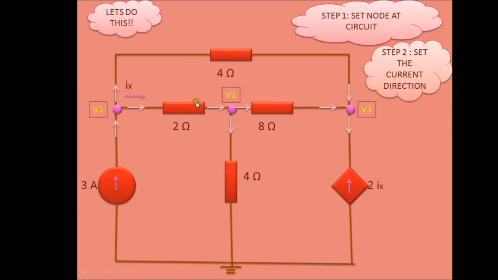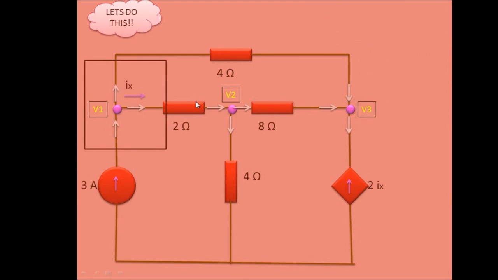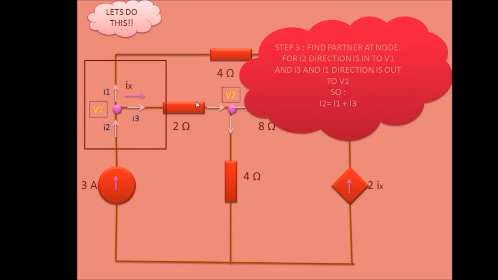Okay, I will try to explain how to find an equation. This is I2, I1, and I3. As we see here, I2 is going in, and I1 and I3 are going out. So I1 and I3 are partners, and I2 is alone. So the equation is I2 equals I1 plus I3.